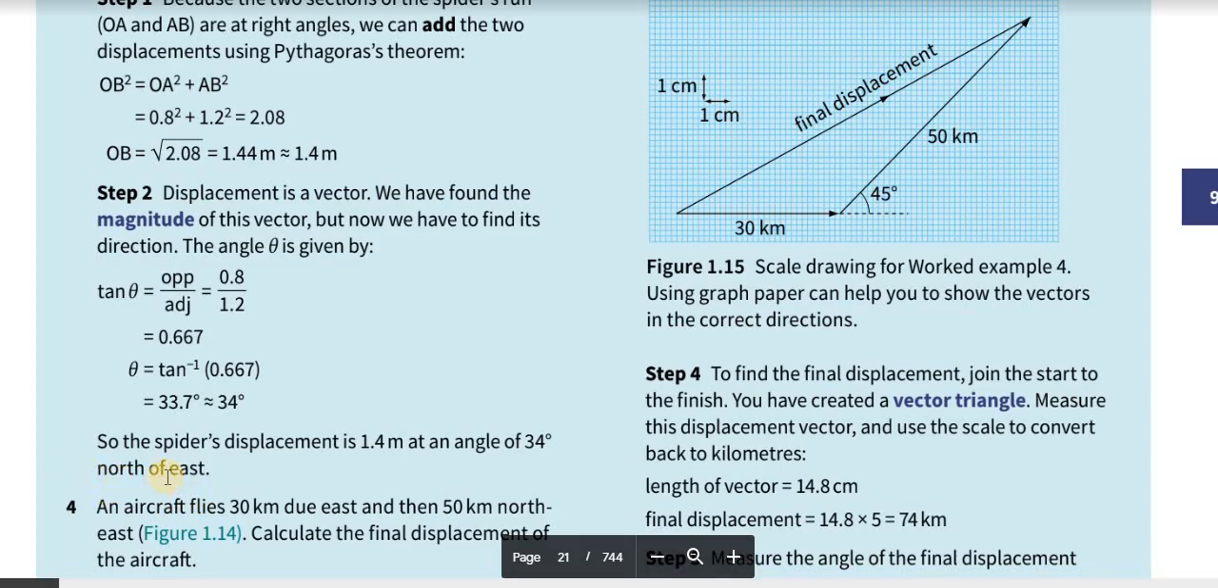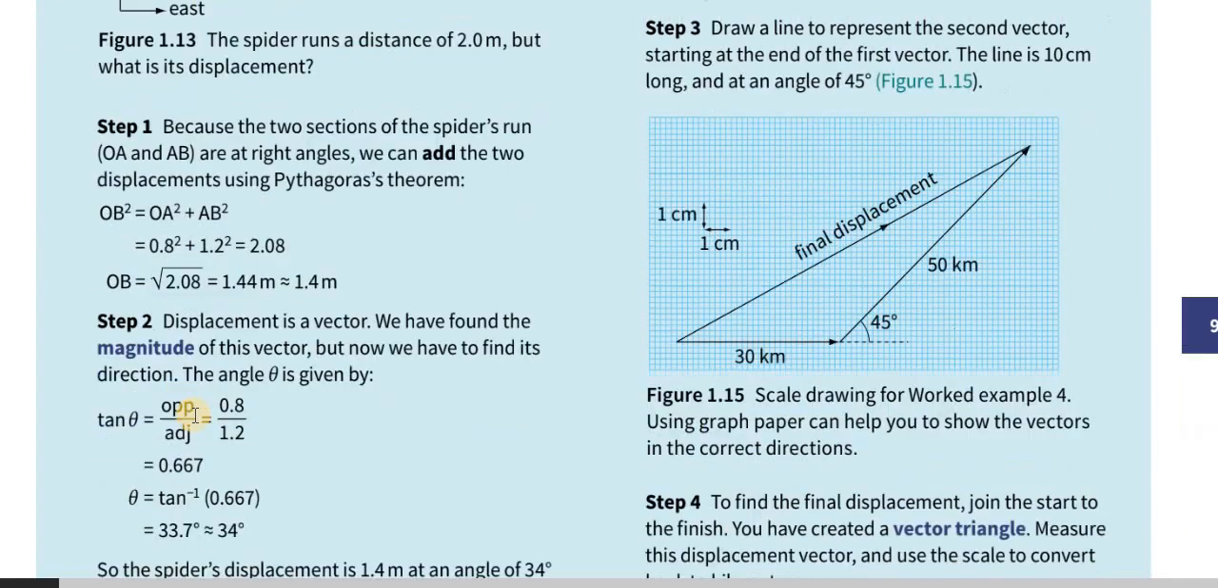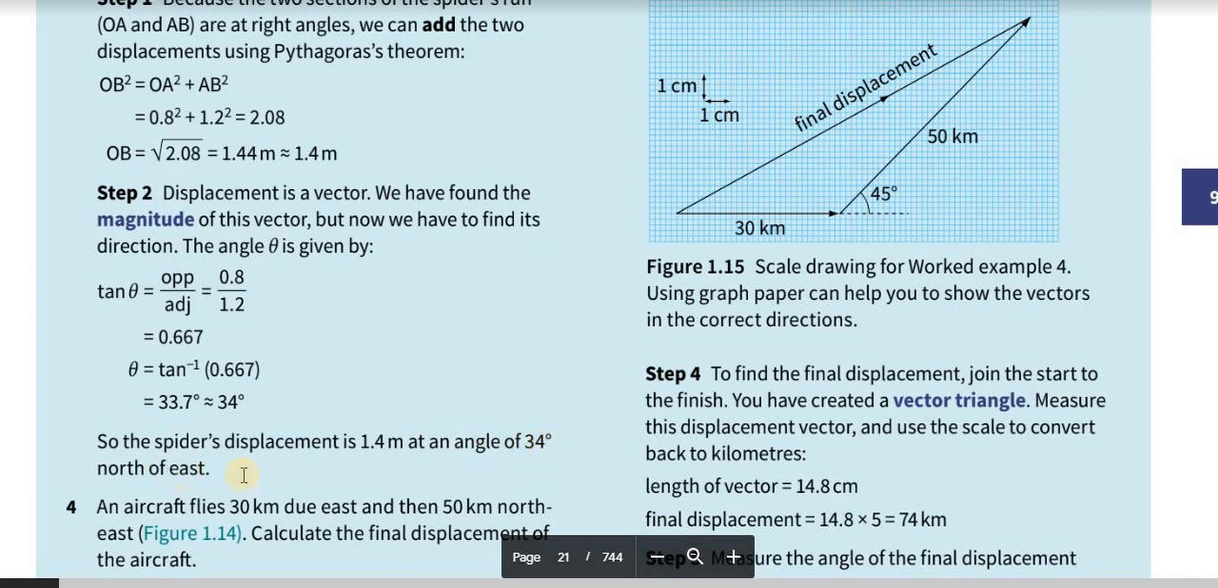Be careful when you write this. Sometimes students confuse these two. They write east of north. It is not east of north, it is north of east. See, of this east direction, 34 degrees north of the east direction. So that's why we say north of east in short. At an angle 34 degrees north of east. Okay.